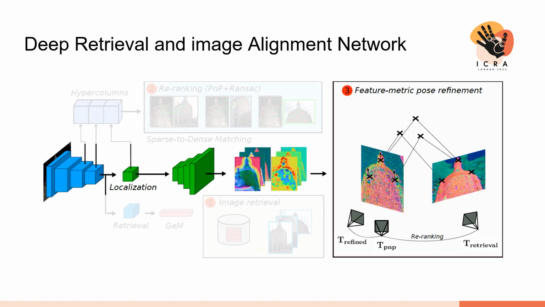Once we have a set of matches for each of the pairs in the list, the re-ranking stage ends with a PnP RANSAC procedure that gives an initial PnP pose better than the coarse retrieval pose. Finally, DRAN performs a featuremetric refinement, minimizing the error in the learned feature space. Starting from the PnP pose, a refined pose is obtained, improving the accuracy of the system.